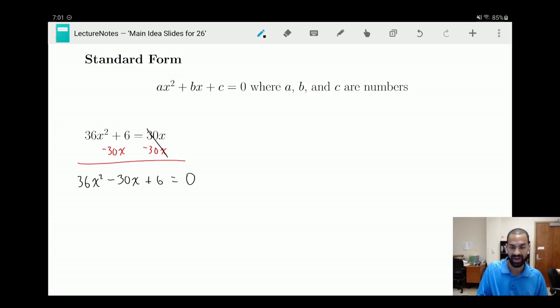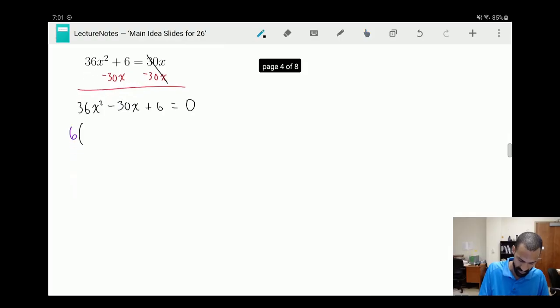Okay, so now I have to factor it so that way it's written out as a product, as things all multiply together. So 36x squared minus 30x plus 6 equals 0. Hopefully you recognize right away that these are all divisible by 6, right? We have a common factor of 6. So I'm going to factor out a 6, my greatest common factor here. Okay, so if I divide all this by 6, I get 6x squared minus 5x plus 1 equals 0.